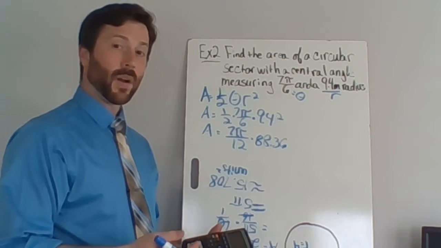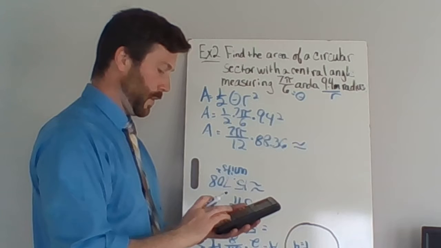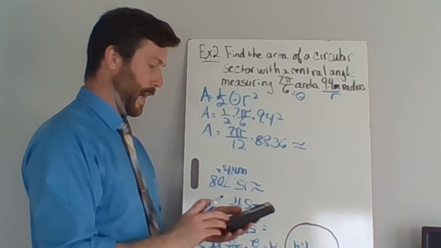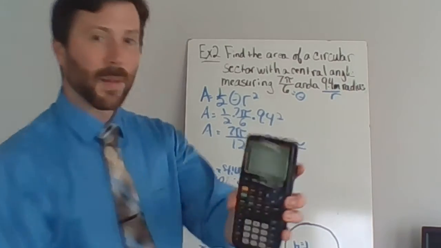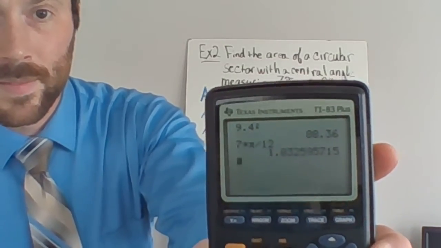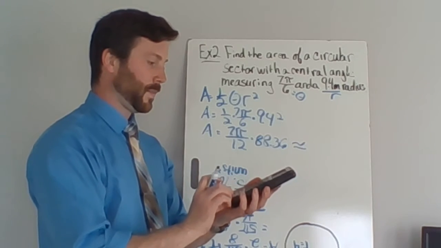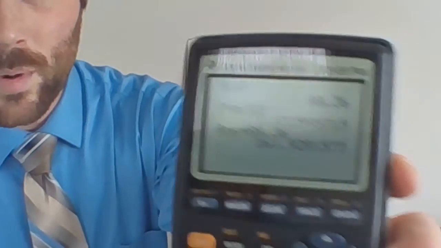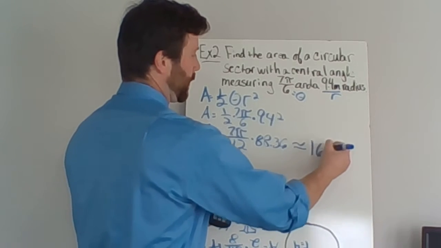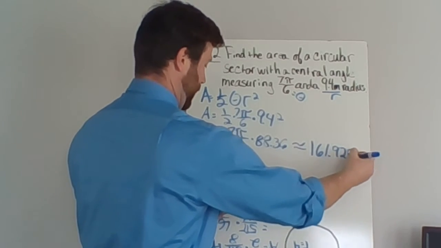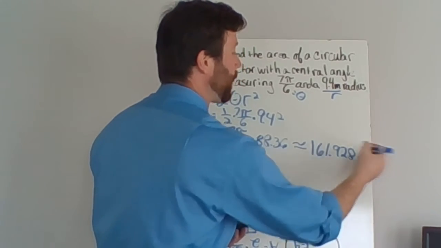Now, if I want to find an approximation, I'm going to put this into the calculator. So I'll do 7 times pi divided by 12 and get about 1.8. And then I'll multiply that by 88.36 and get about 161.928. Okay, now this time they do give us that it's meters, so this is square meters.